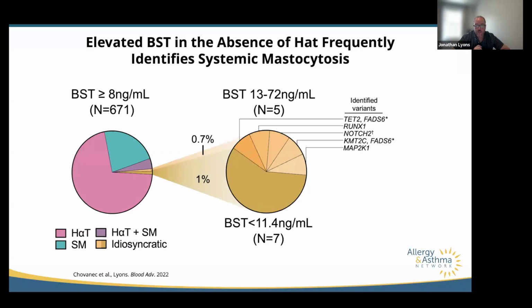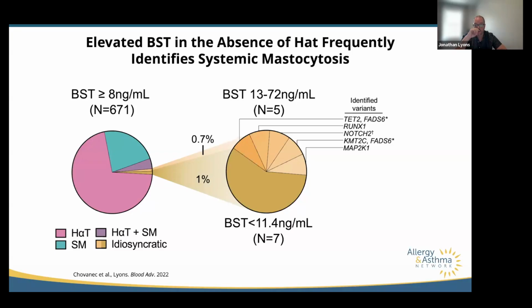And so it's not just clonal mast cell disease, although it's mostly clonal mast cell disease. I just wanted to show a couple of studies and show you how rare it is to have a tryptase even above 8 in the absence of mastocytosis or hereditary alpha-tryptasemia. So this was almost 700 patients. You can see less than 2% of them had a tryptase above 8 that we couldn't explain by either HAT, systemic mastocytosis, or both. And in this yellowish fragment, you can see that only 5 out of the 671 had a tryptase above 11.4 that we couldn't explain.